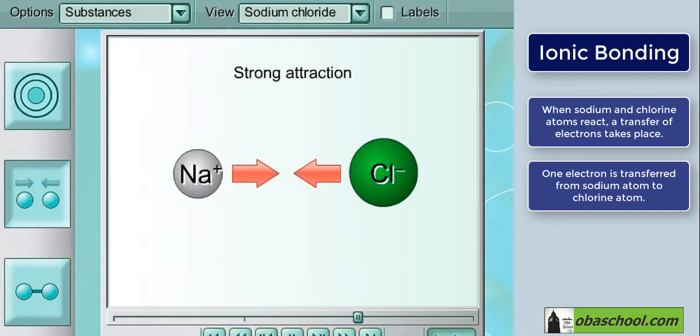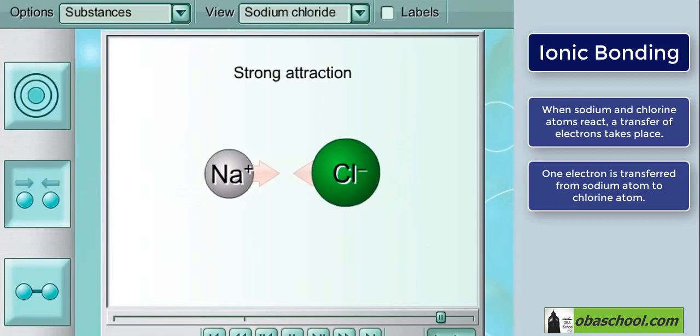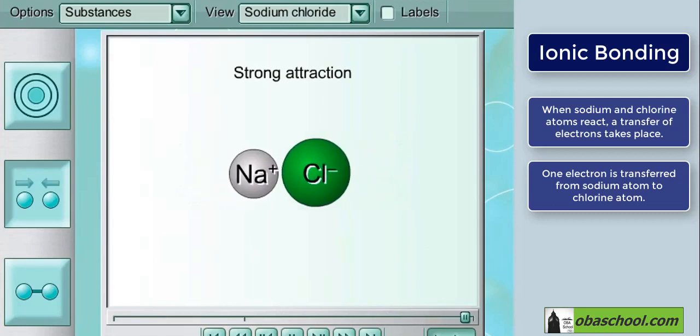Na is a positive ion and Cl is a negative ion, and therefore strong attraction occurs between the two. The strong attraction holds the ions together tightly. You remember, ionic bonding entails transfer of electrons from one atom to another. It's a bond between metals and non-metals.